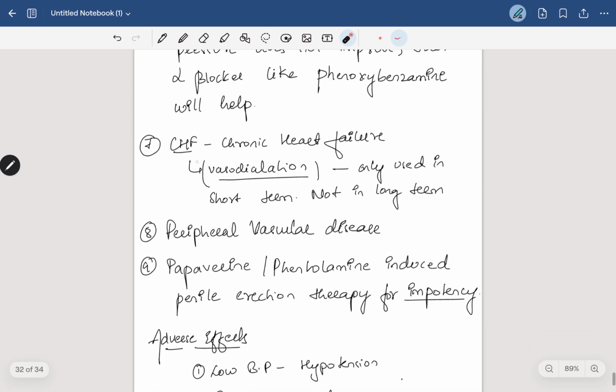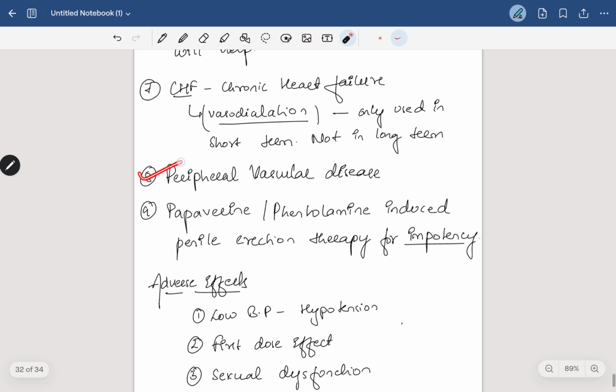It is also given in chronic heart failure. That is, in chronic heart failure, why is it given? Because it will cause vasodilation, and it is only used in the short term and it is not given in the long term. It is also given in peripheral vascular diseases because again it causes vasodilation. Peripheral vascular disease, what will happen? There will be vasoconstriction happening, so we will give alpha blockers which cause vasodilation.